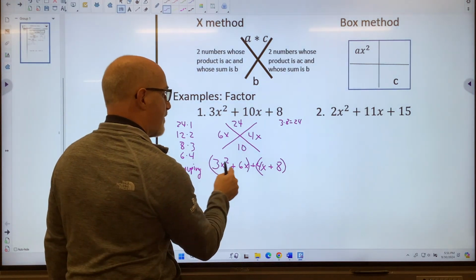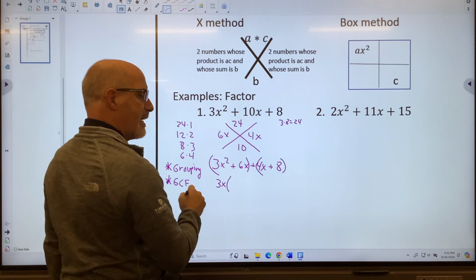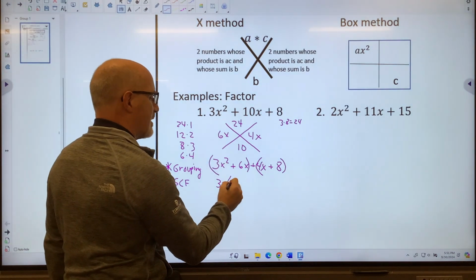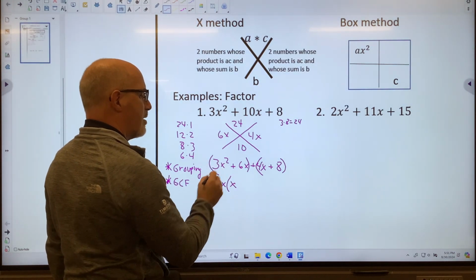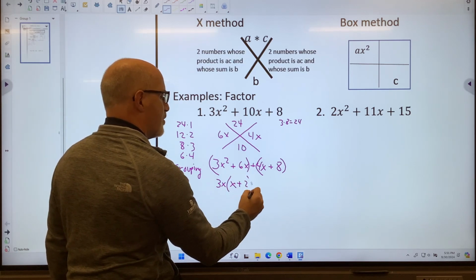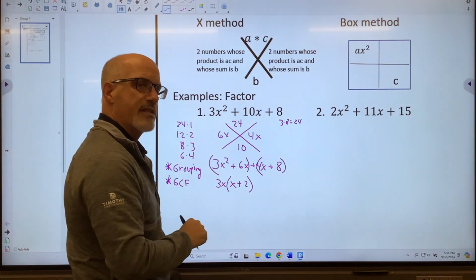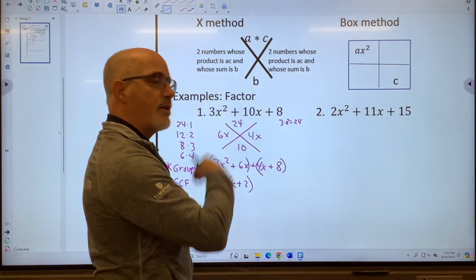So the greatest common factor between these two is a 3 and an x. If I take out a 3x, 3x times x gives me the 3x squared. And then if I take a 3x out of the 6x, I'm left with a 2. 3x times x is 3x squared. 3x times the 2 is the 6x. So you distribute it out.